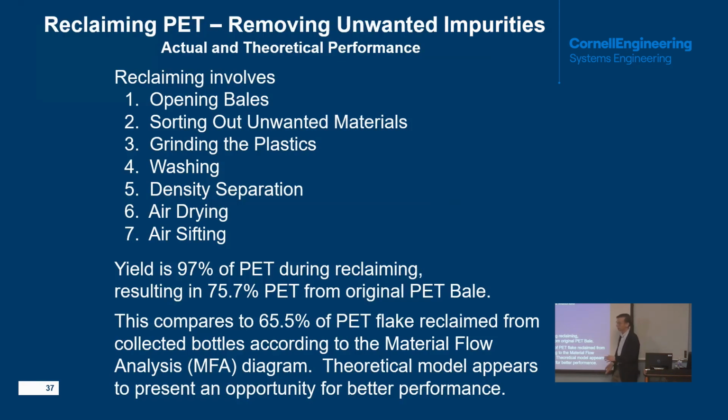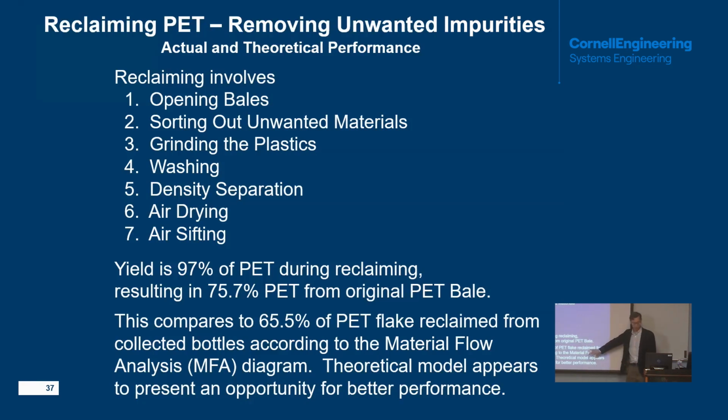So some of the PET sinks, right? And the polyolefin, or like HDPE, the polyethylene materials, polypropylene are floating, right? So they can do that sort of separation, then do these drying and sifting steps. So say a 97% reclaiming efficiency, and now 75.7% of that original PET bale is what we have left to work with.